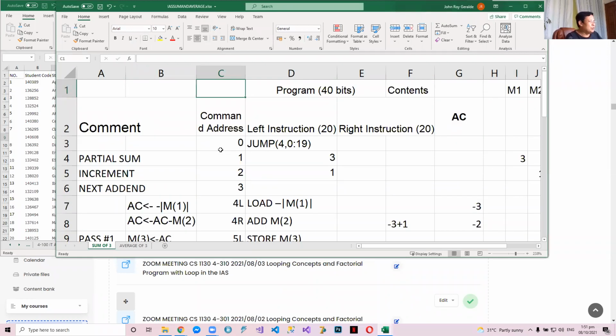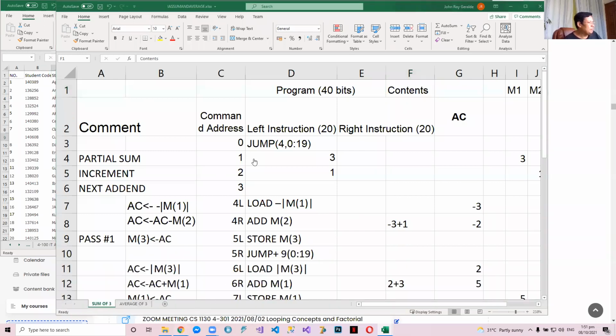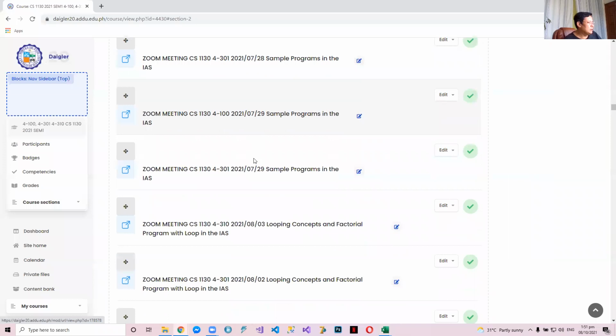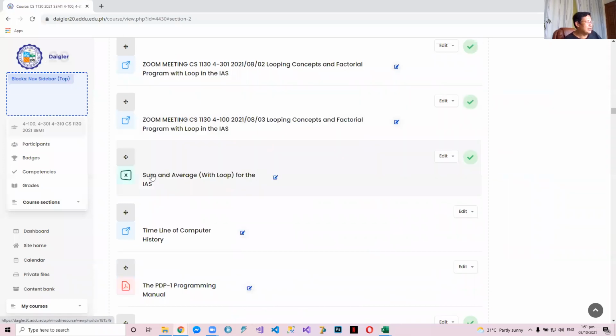Okay. Now I have posted this already. You can look at this, no, at our regular site. The solution is posted there. Okay. Can I show you the solution? It's here, no? Sum and average with loop for the IAS. You can download this. I have just uploaded this early this morning.